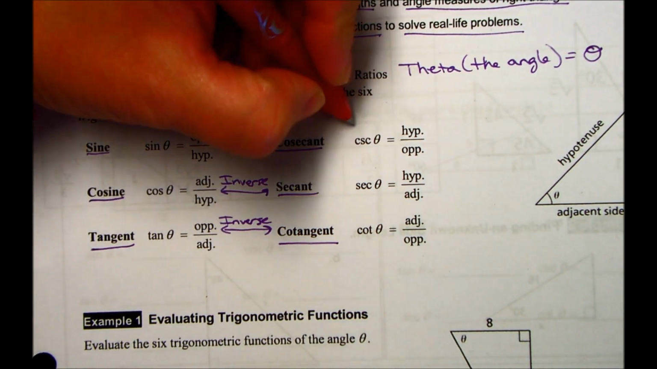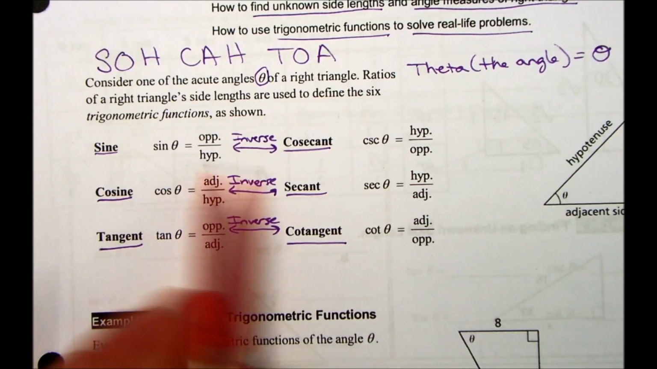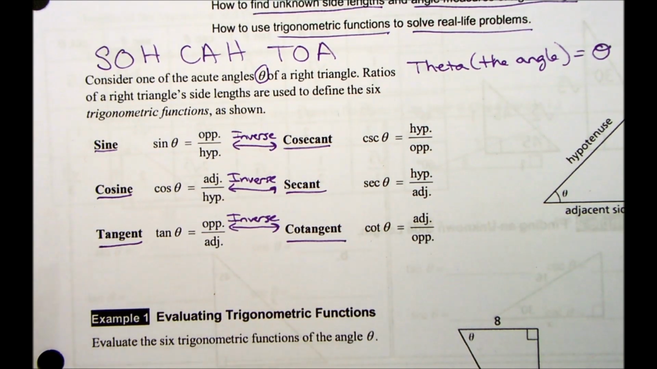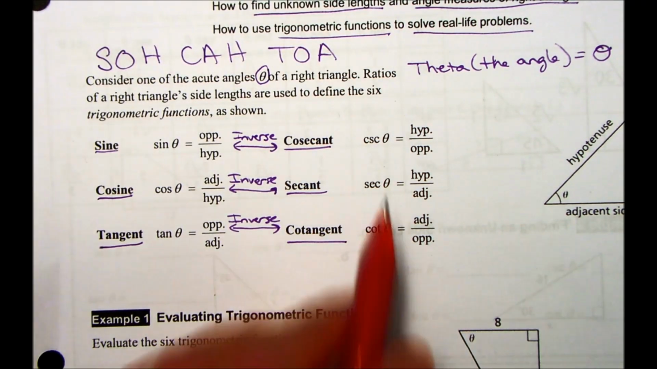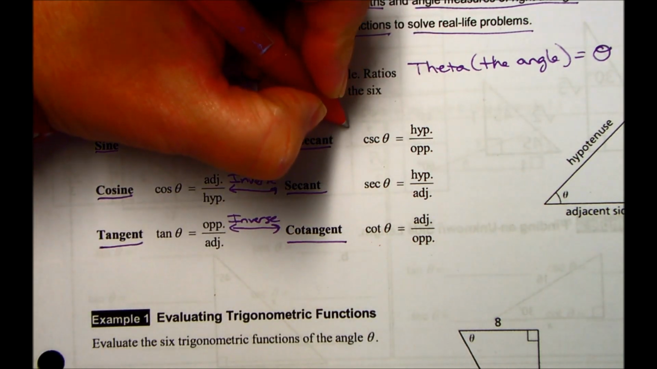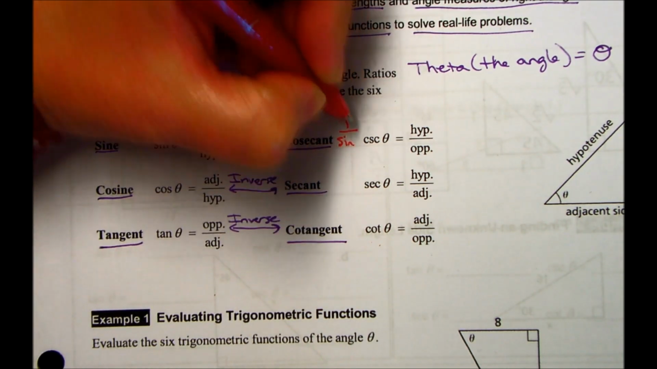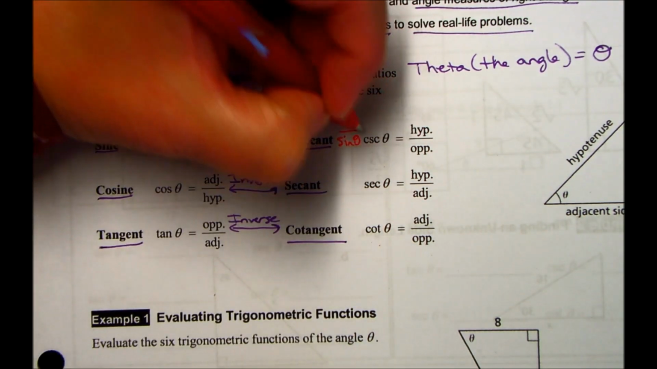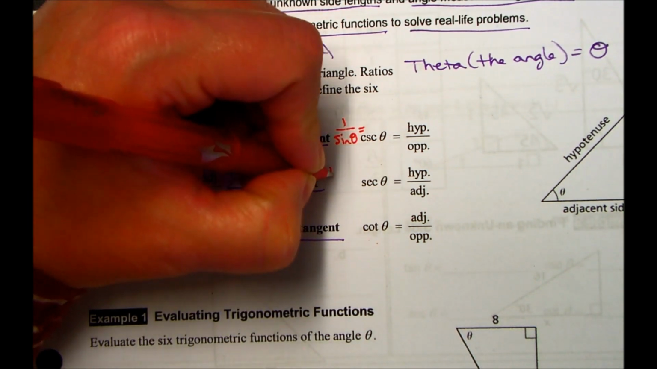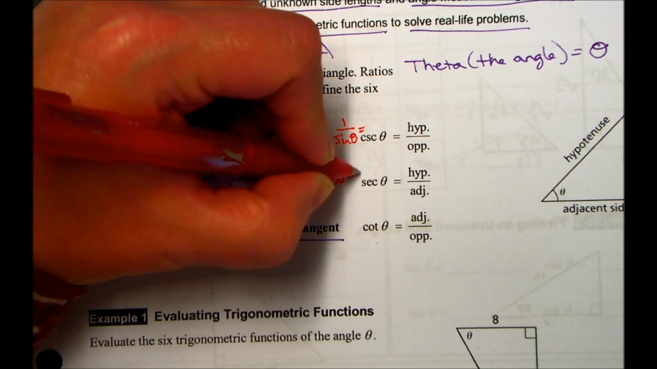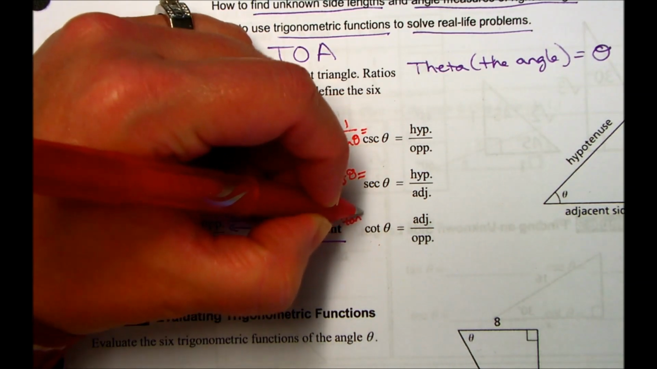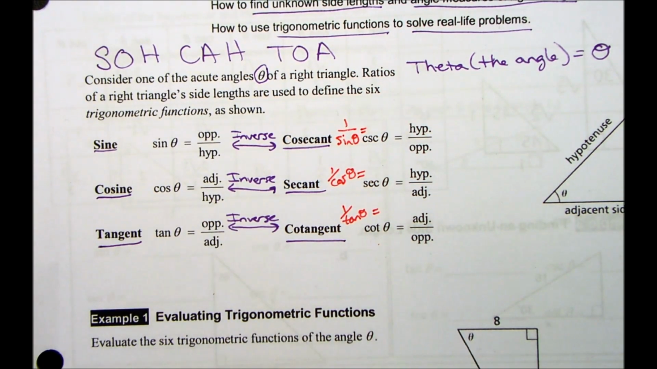On your calculator, you don't have a cosecant, secant, or cotangent button. So in order to calculate them, you're going to take 1 divided by sine. So 1 divided by sine theta is going to equal your cosecant theta. To find secant, you would take 1 divided by cosine theta, and that would equal your secant. And then you would take 1 divided by tangent theta, and that would equal your cotangent.